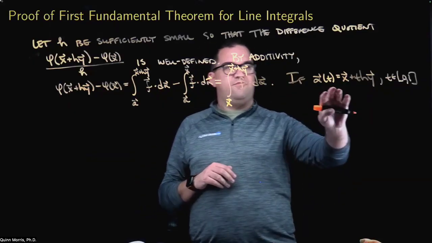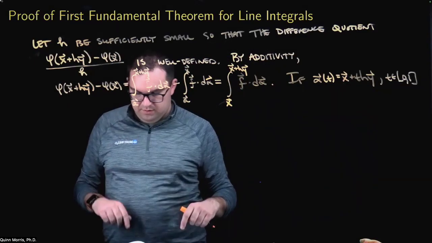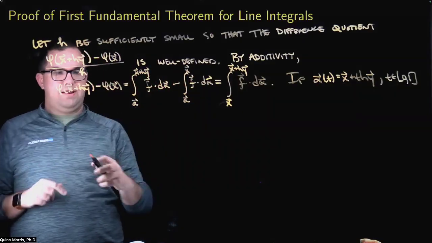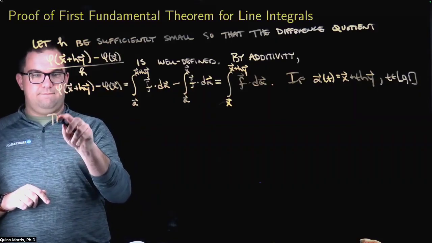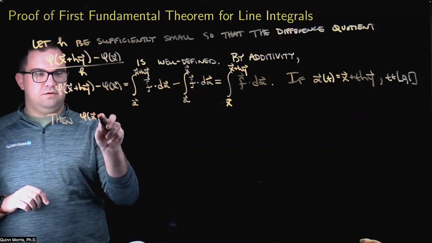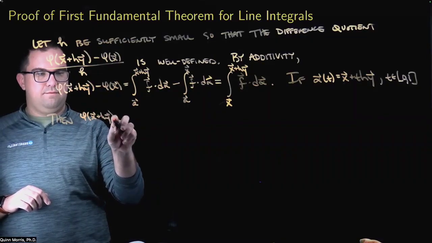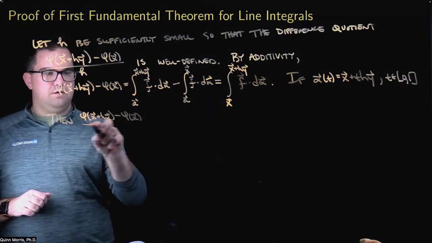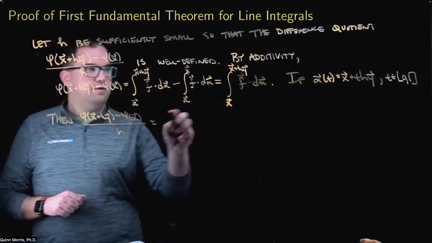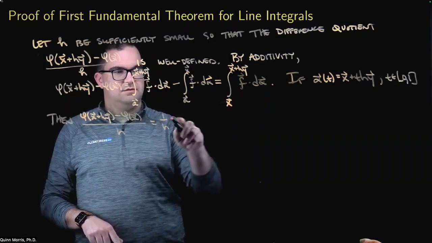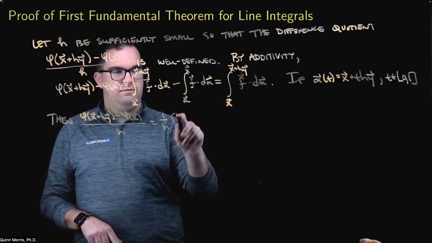So if I define alpha of t in this way, then if I take this whole thing and divide it by h, so I've got psi of x plus hy minus psi of x, and I divide by h, that would be 1 over h times this integral.